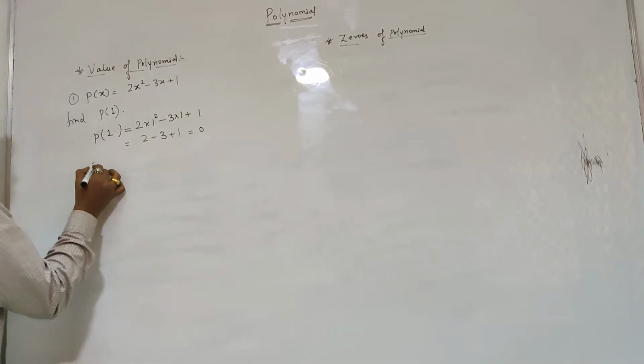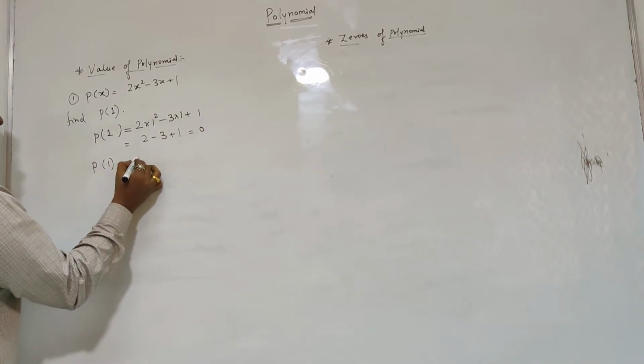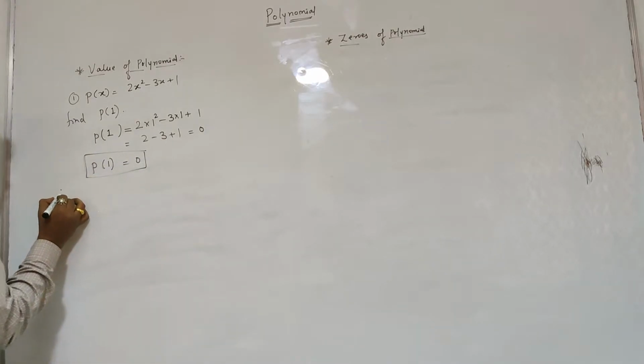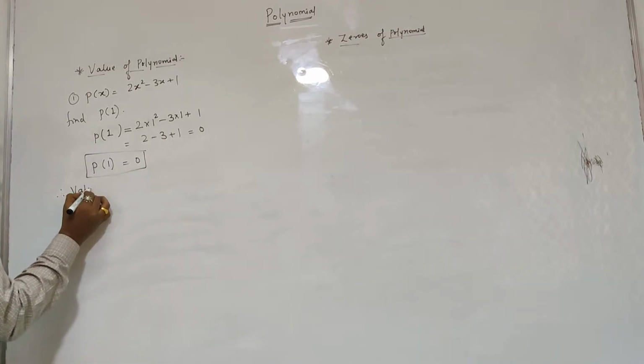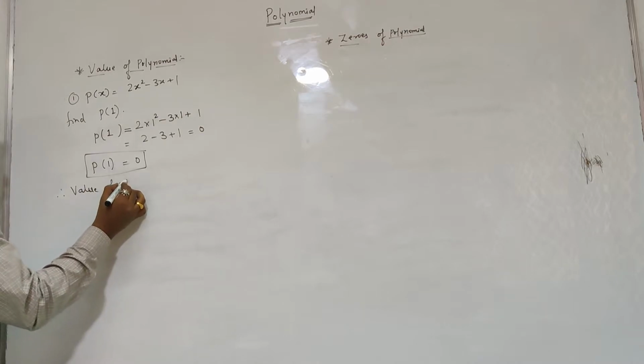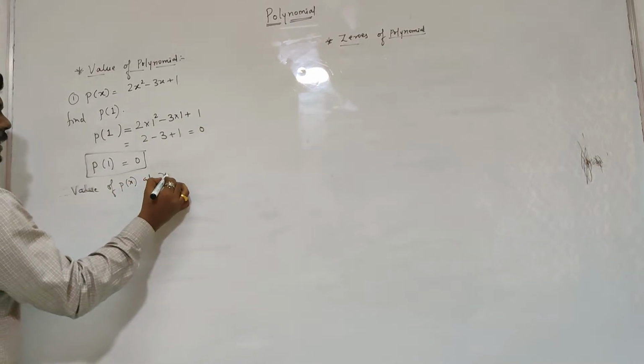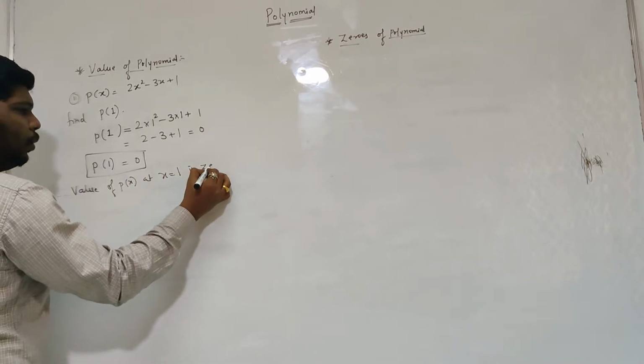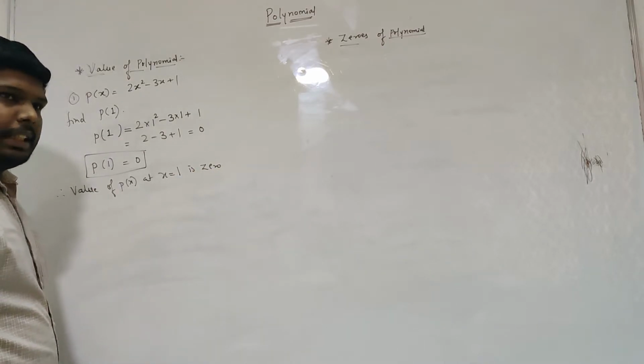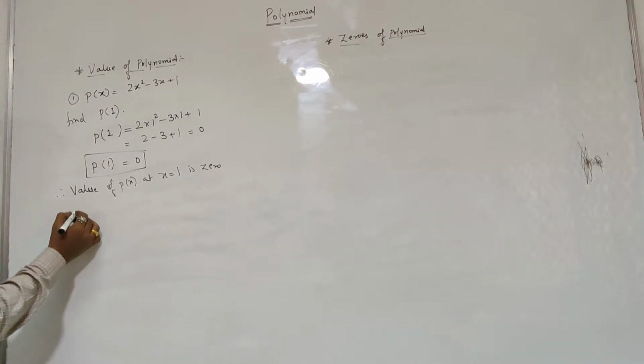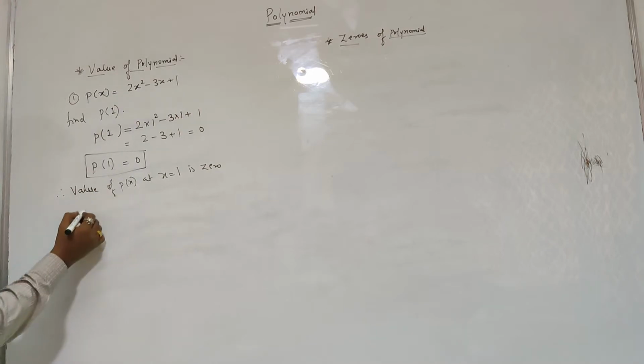It means if I keep the value of x as 1, I am getting the answer as 0. Therefore, I can say the value of p of x at x is equal to 1 is 0. Correct? Similarly, let us take one more example.